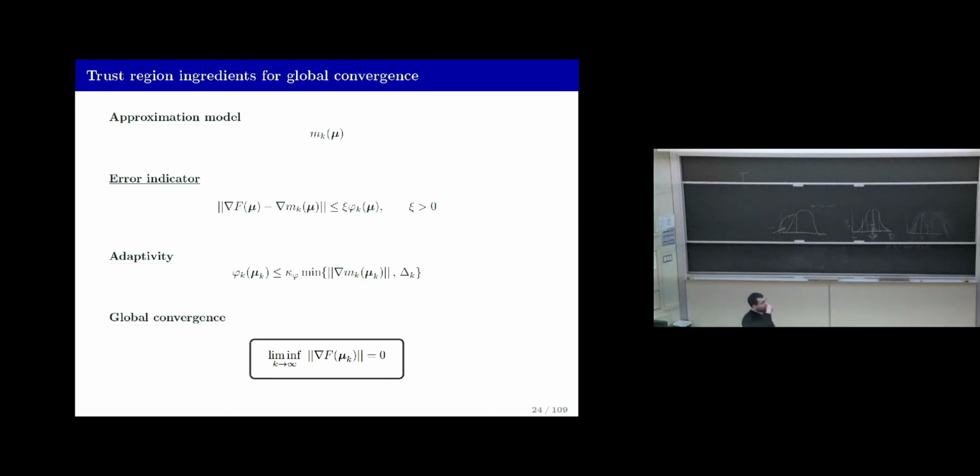Okay, so here are the ingredients that we need to be able to do this. Obviously, we need an approximation model m_k. Now, we also have to have an error bound on how far the approximation model is from the truth, and not just on its value, but on its gradient. We need to say the error between the true gradient and my approximate gradient is bounded by some function I'm calling phi here. And what's really cool about this framework is that it doesn't have to be a tight bound.